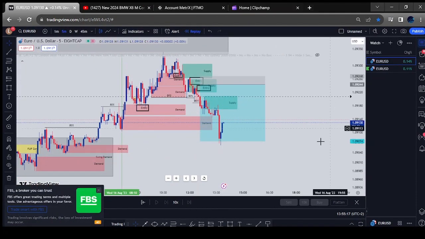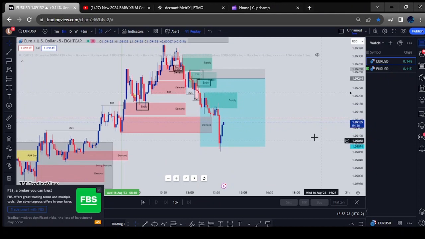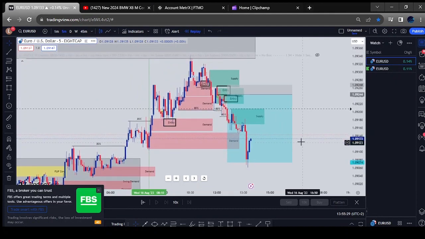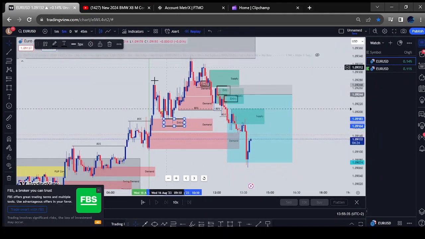Alright guys, so I'm going to do a quick capture of what just occurred now. On my previous video that I did for the London session, remember we were making entries to the upside over here when price was breaking structure and demand zones were being formed.